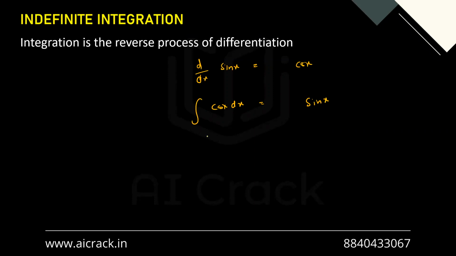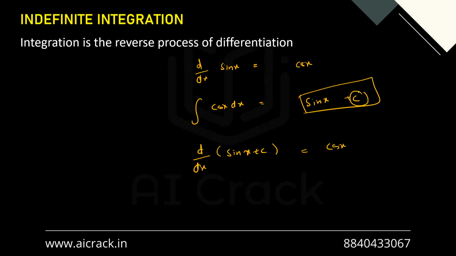Now here's a caveat. If I write d by dx of sin x plus c, that would again be cos x. So our integration process should eventually have some constant. If I'm doing the integral of cos x dx, then it's not just sin x, it's sin x plus c. This is called the integration constant. We'll find the value of c when we study definite integration, but in the case of indefinite integration, you just put the constant c there, right?